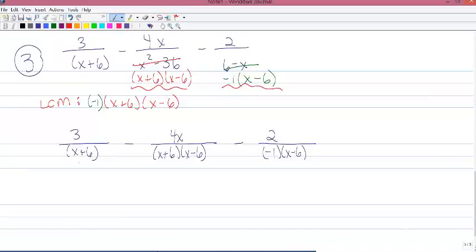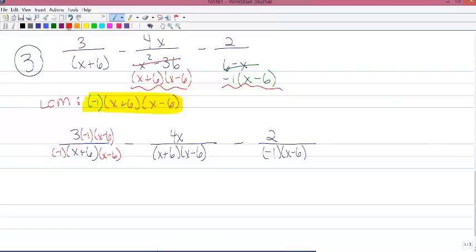the denominator and numerator. So in this first one, we already have an x plus 6. So now look in our least common multiple and see what we need to multiply through. So we're missing a negative 1, and we're also missing an x minus 6. So obviously what we do to the denominator, we're going to do to the numerator.